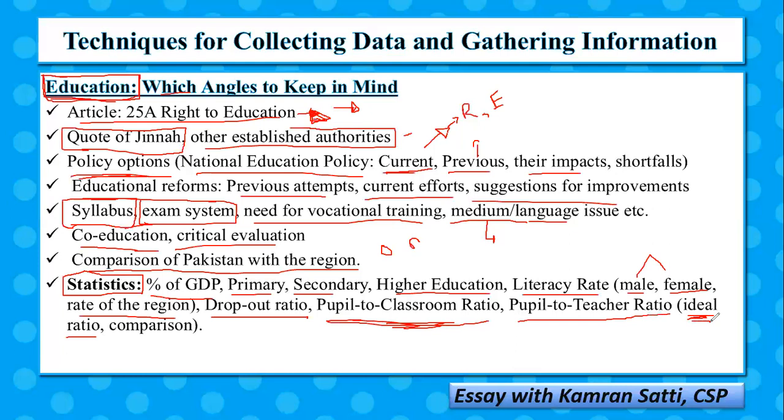If you go to a government school, even in private schools, this ratio is very high compared to the ideal ratio. So this is not very good when it comes to imparting quality education. A teacher would come, deliver a lecture, and just go away. He won't be able to take questions from students. So the pros and cons, the disadvantages of high pupil to classroom and high pupil to teacher ratio, but you have to have statistics of these things.